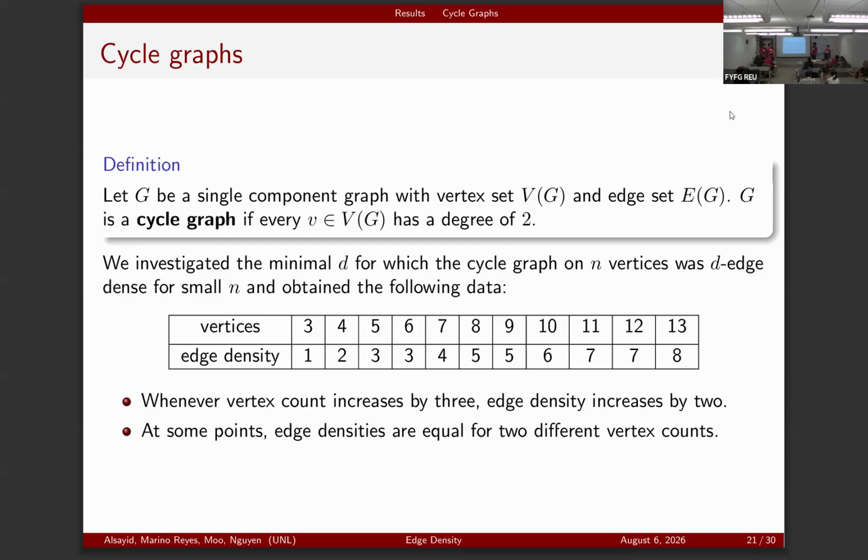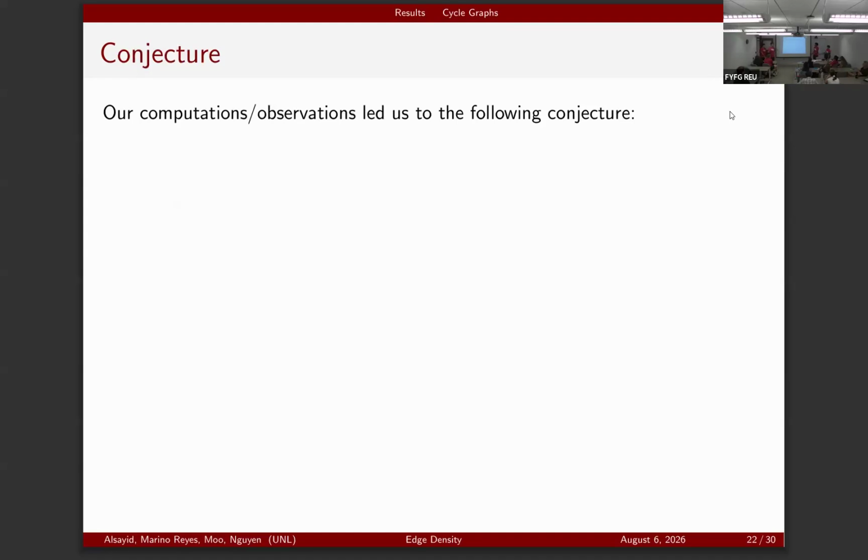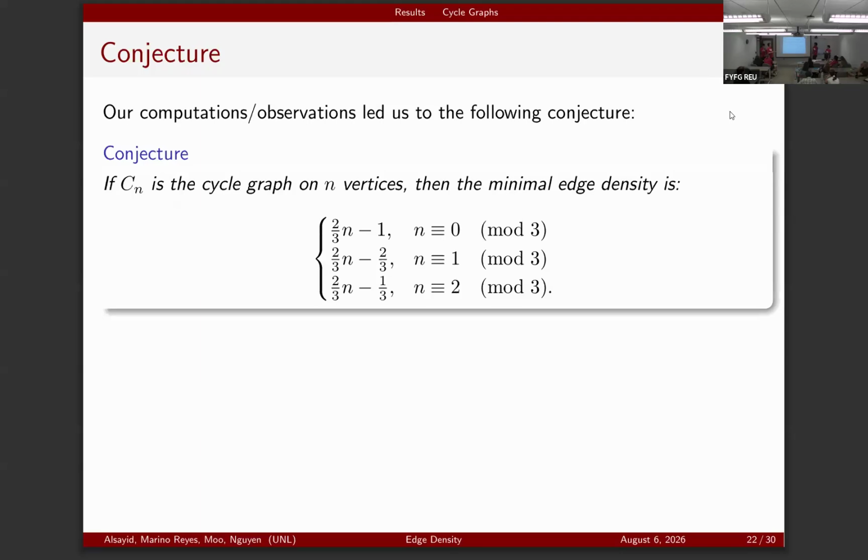Other than that, we also saw an interesting pattern here in which we have an edge density that duplicates. As we can see here at 5 and 6, they both have 3. 8 and 9, they both have 5. 11 and 12, they both have 7. And so our observations led us to this conjecture where if C of n is the cycle graph on n many vertices, then the minimal edge density is represented here, any of these equations. But it depends on n's equivalency class modulo 3, your piecewise function.